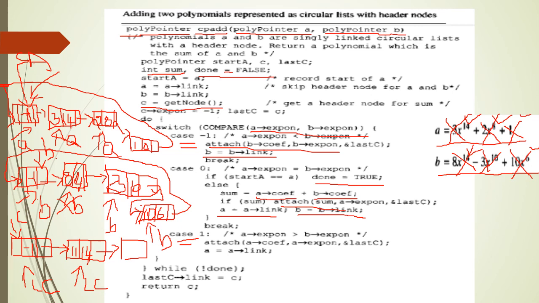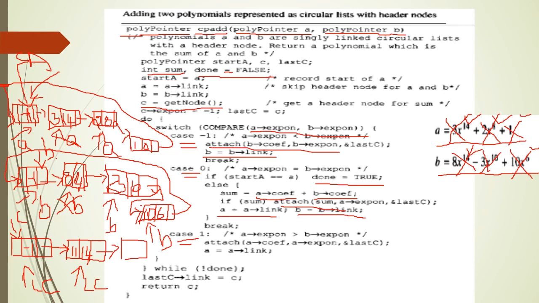So now it will take a of exponent is minus 1, because a is pointing to the header node of the first polynomial, b is pointing to the header node of the second polynomial. So a of exponent is minus 1, b of exponent is also minus 1. So the compare function compares minus 1 and minus 1. Minus 1 is equal to minus 1, therefore the compare function will return a value 0. It matches case 0.